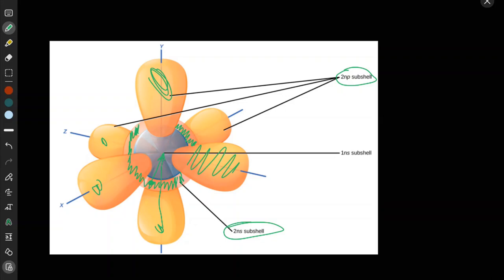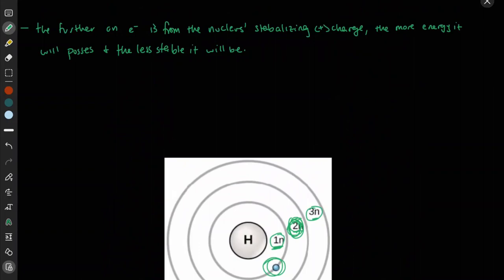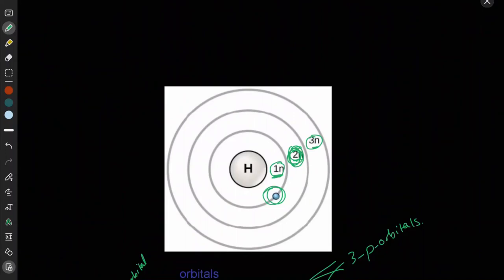So hopefully that gives you guys a visual representation of what we just talked about so far with respect to energy shells, subshells, and orbitals. So now let's continue our talk with respect to the valence shell. So we mentioned before that the further away an electron is from the nucleus of the atom, from the center of the atom, the higher the energy that it possesses, and the less stable it will be, right?